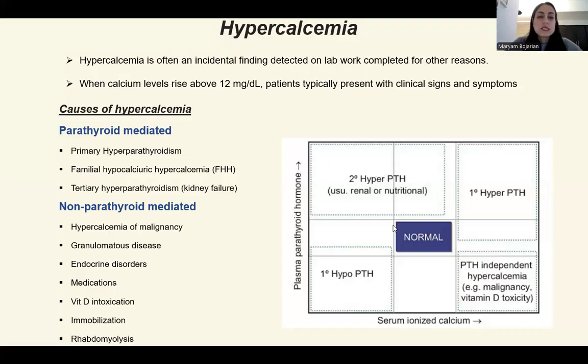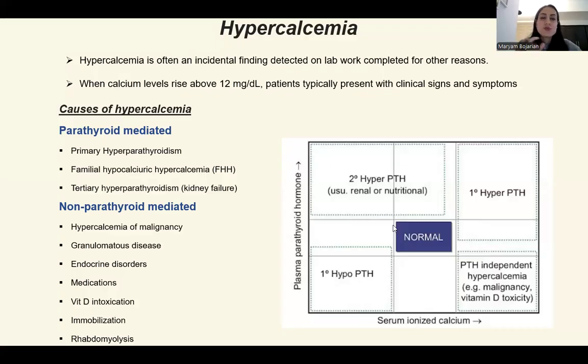And what does it mean, parathyroid mediated and non-parathyroid mediated? Basically, if your calcium level is high, PTH is supposed to be really low or suppressed. So if your calcium is high and your parathyroid hormone is suppressed or very low, we can say that your patient has non-parathyroid mediated hypercalcemia. But if your patient has a high calcium level and at the same time a high parathyroid hormone level, or even a normal parathyroid level, we call it parathyroid mediated.